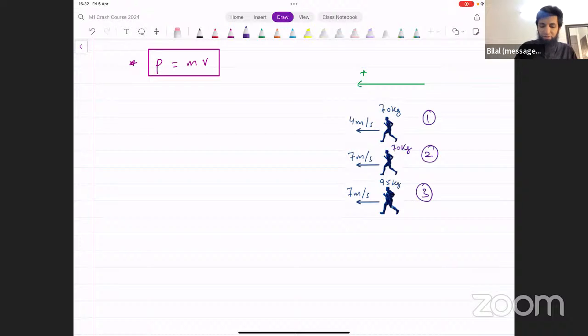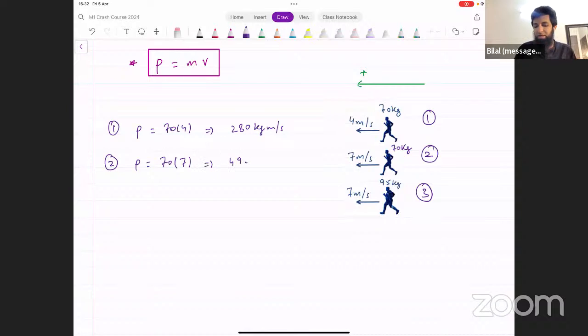Now, what's the momentum of the first person? Mass into velocity. Mass is 70, velocity is 4. The momentum turns out to be 280 kilograms meter per second. For the second person, mass is 70, velocity is 7. So for the second person, this is 490 kilograms meter per second. And then for the last person, we have 95 multiplied by 7. What does that give us? 7 into 100 is 700 minus 35, that's 665 kg meter per second.